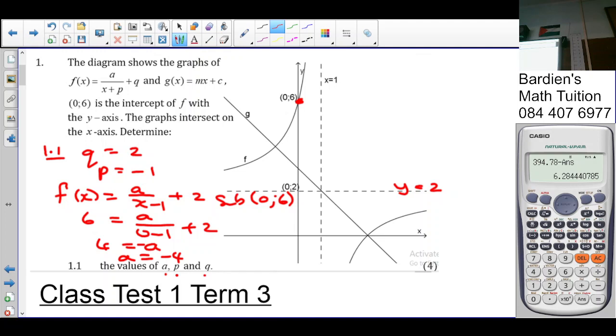So there's your a, your p and your q. So f of x now reads f of x equals negative 4 over x minus 1 plus 2. So that is an answer, that's an answer, and that's an answer.